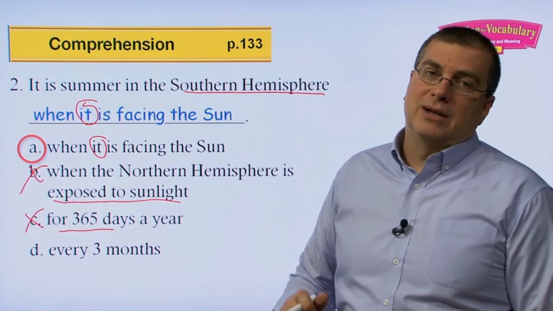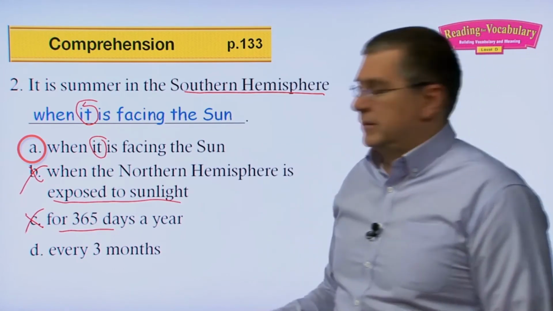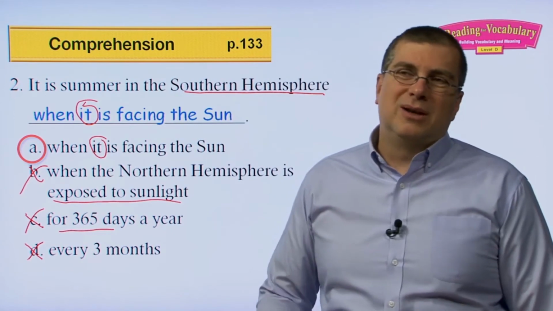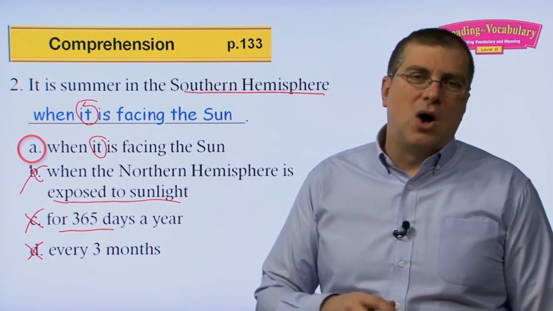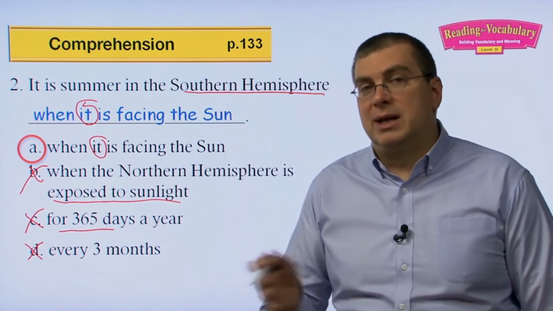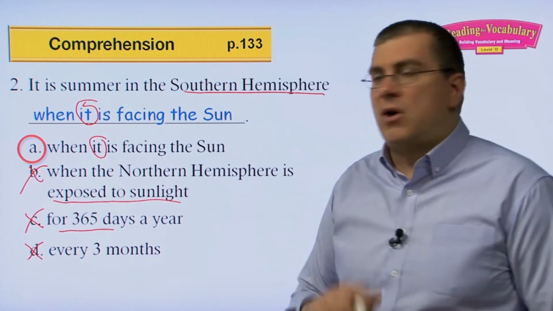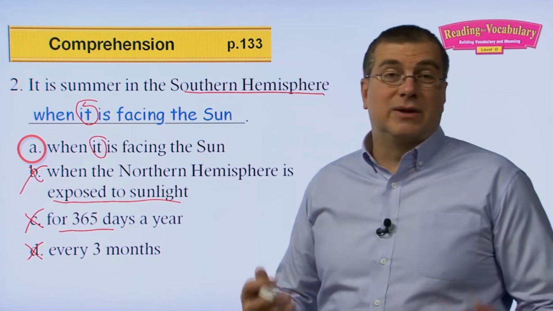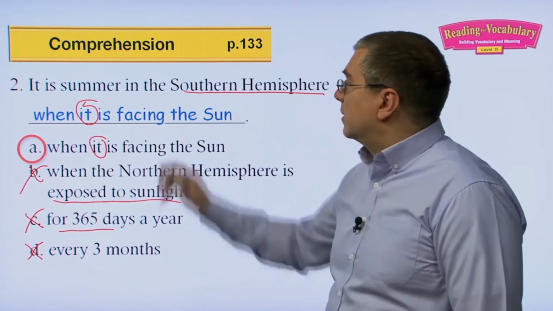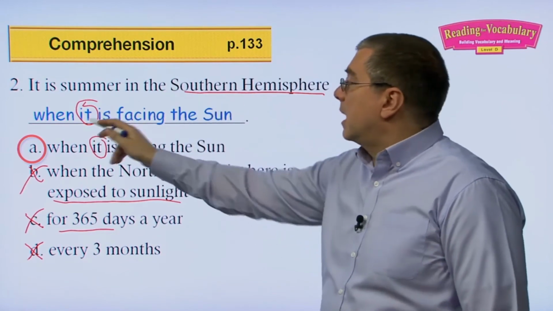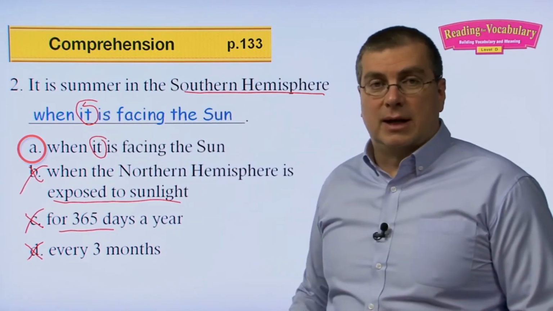D, every 3 months. No, we know that that's not true. We know that it's 6 months for summer, 6 months for winter. Well, 6 months warmer. Fall and spring are included in the warmer period, half of spring and half of fall. So it's not every 3 months, it's every 6 months. But anyway, A is the right answer. It is summer in the southern hemisphere when the southern hemisphere is facing the sun.